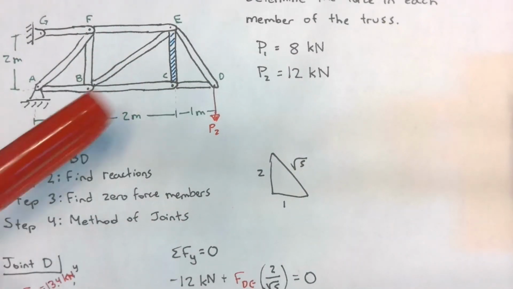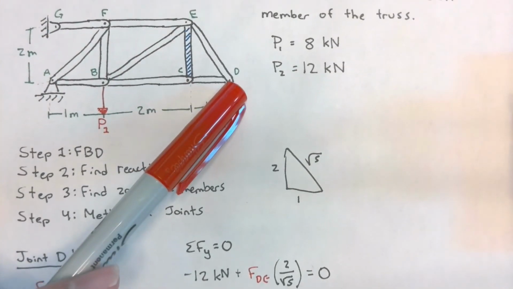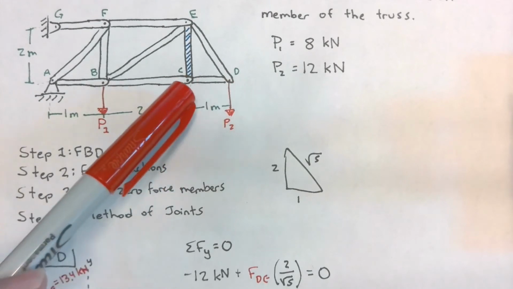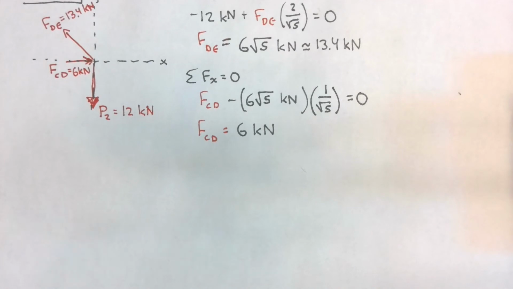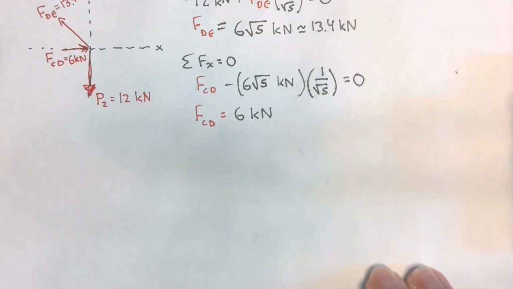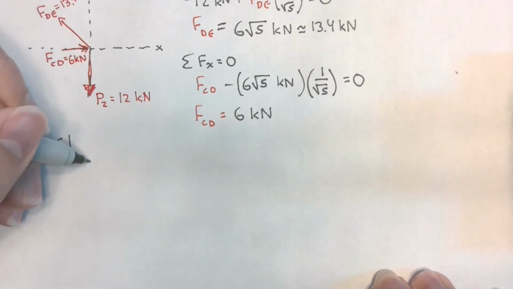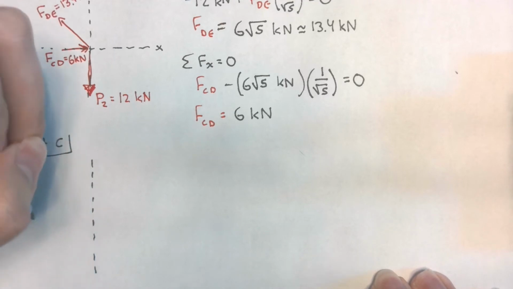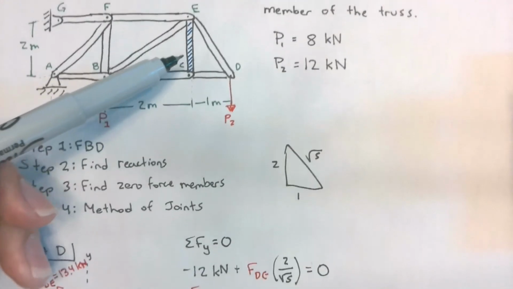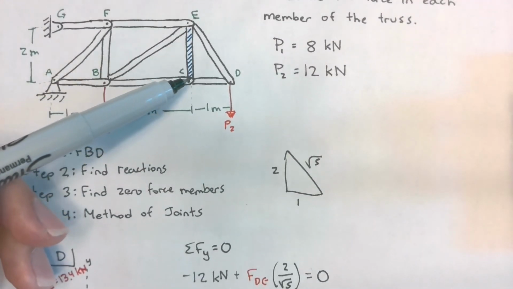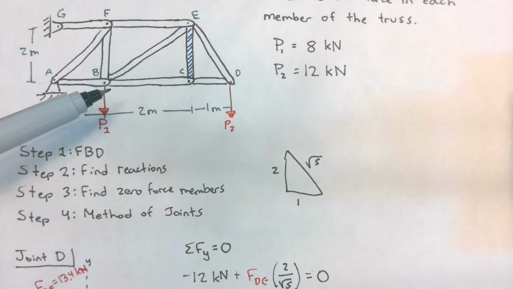Now, with the method of joints, we're going to have to go through each and every one of these joints. So if we already have all the forces acting on joint D, then we can jump to joint C. So I'm going to go with a free body diagram on joint C. On joint C, we already determined that this was a zero force member, so we don't have to include it. And then we have two forces in the horizontal direction.